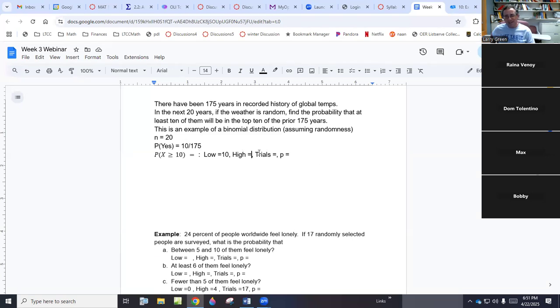No, 20. Because we're looking at the next 20 years, and if each of them is in the top 10, one at a time by the way, then the most you can have would be 20. Any questions on that? And now trials is 20, because that was N, and P is what we want.